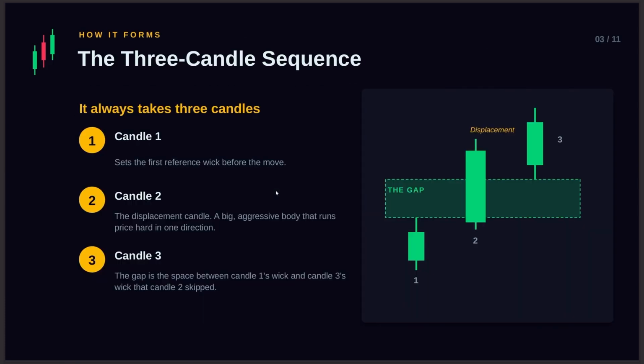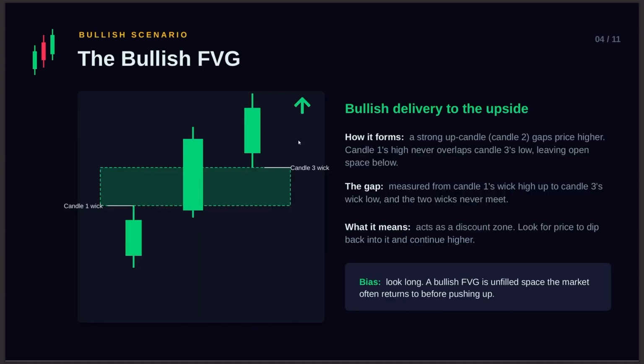For this one, candle 1 sets the first reference wick before the move. Then candle 2, which is the displacement inefficiency candle, makes an aggressive move, whether up or down, bullish or bearish, that runs price hard in one direction, which leaves this huge gap. And then there comes candle number 3. The gap is the space between candle 1's wick and candle 3's wick that candle 2 skipped. Whether it be bearish or bullish, it is the same scenario.